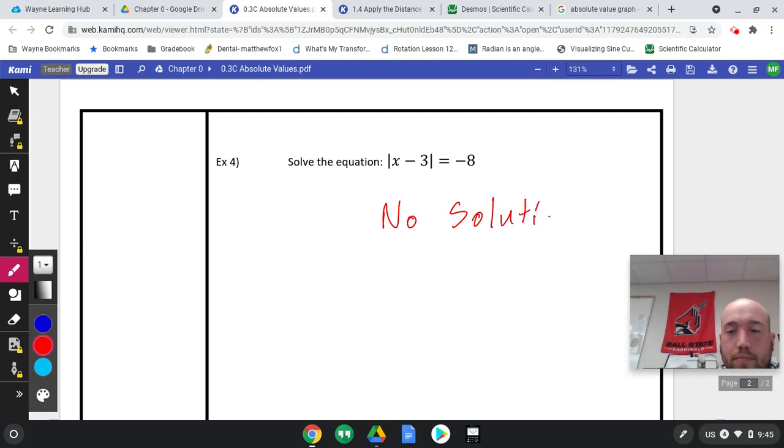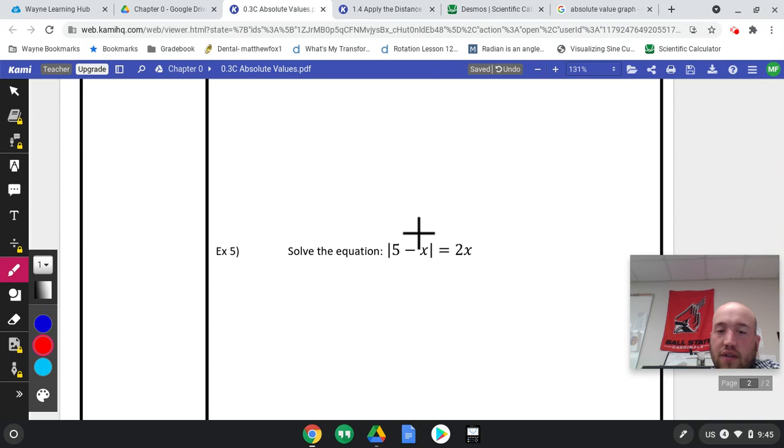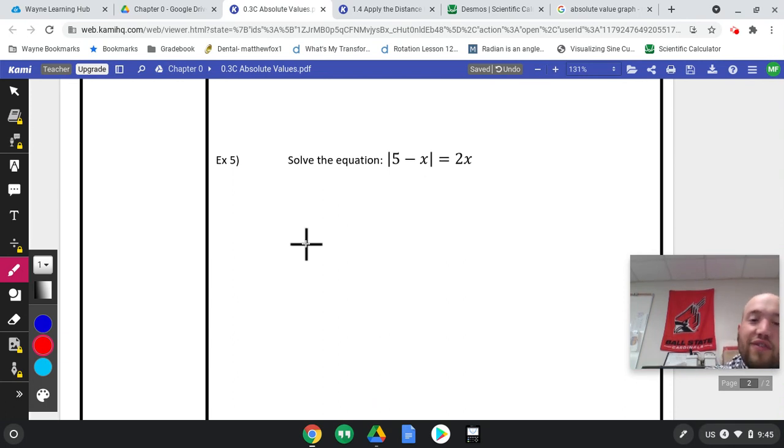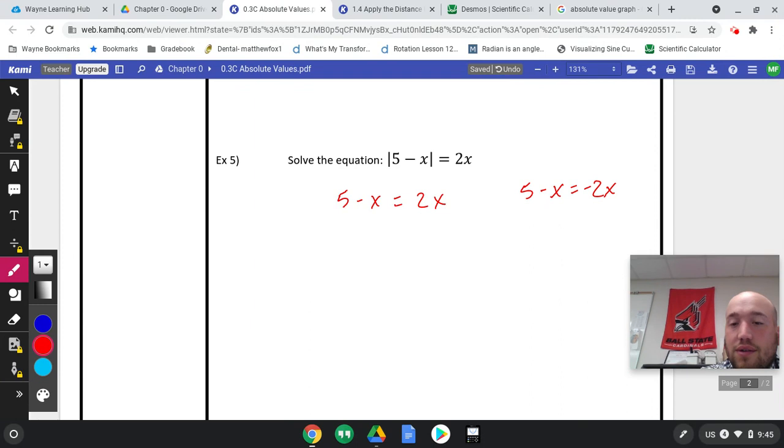All right, and our final one. This gets a little bit more difficult because of the variable on the right side. So 5 minus x will equal both 2x, and 5 minus x will equal negative 2x. We'll add the x here. 5 will equal 3x. We'll divide. So 5/3 is one of our answers.